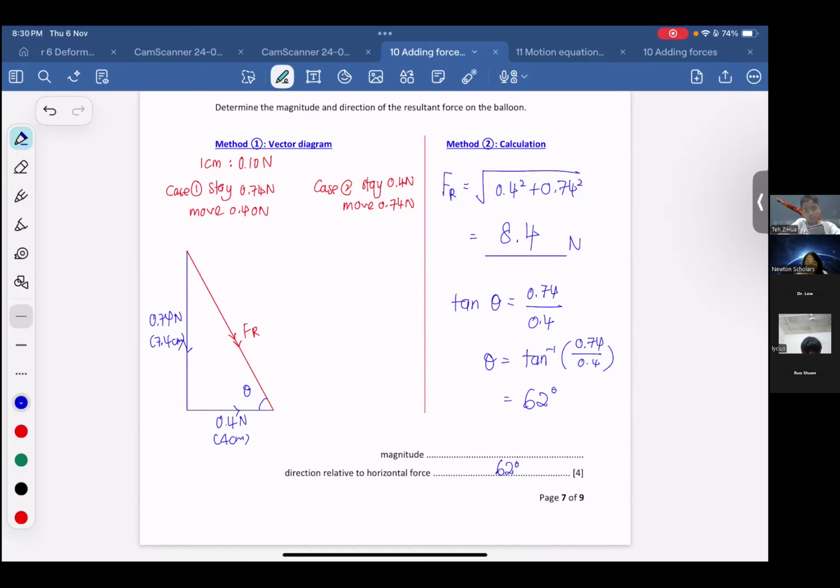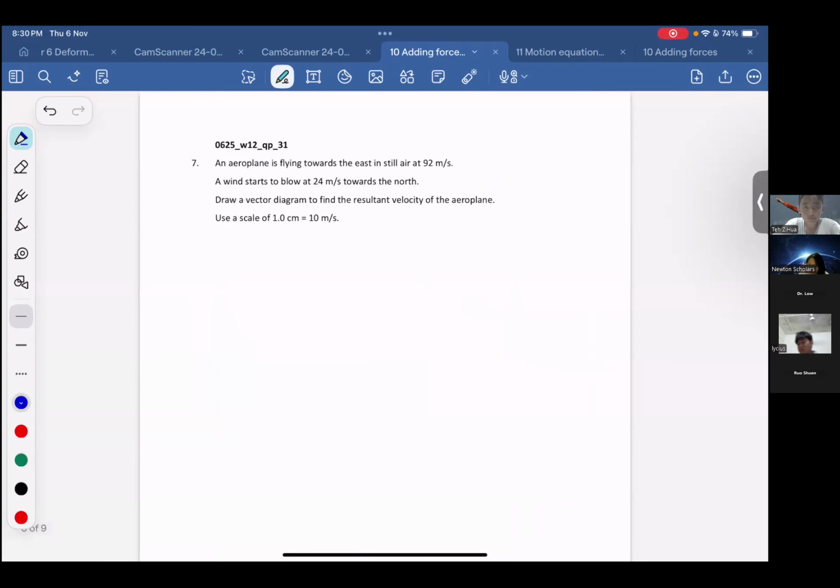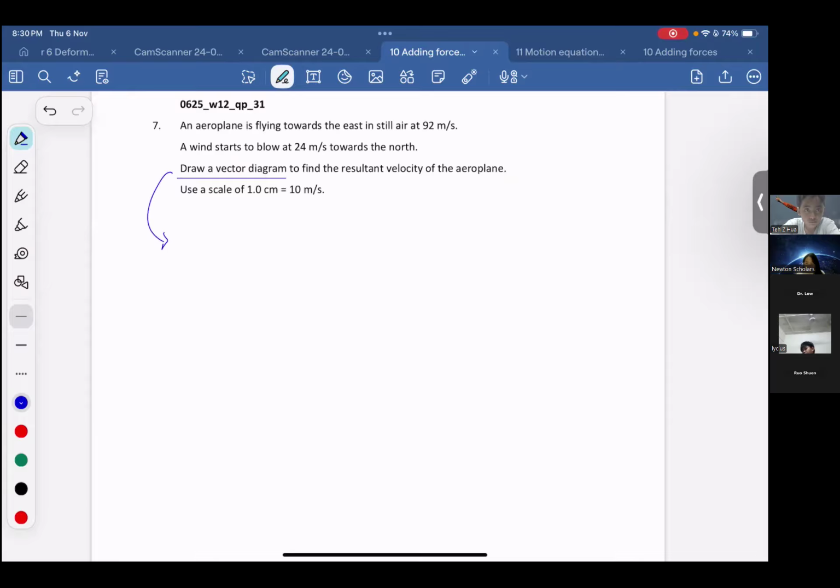Now, question number 7. Without guiding, can you try question number 7? And then tell me what your resultant speed and your angle are. In this question, they specifically want you to draw a vector diagram to find the resultant velocity. So you cannot use calculation or mathematics to solve it. You only have one method to solve this problem. Try it and then type your answer in the chat box.